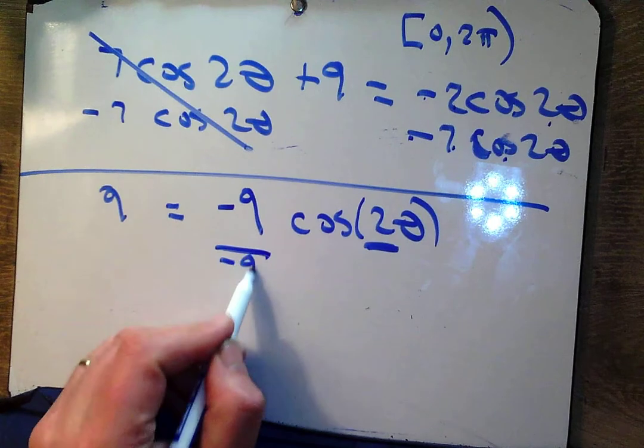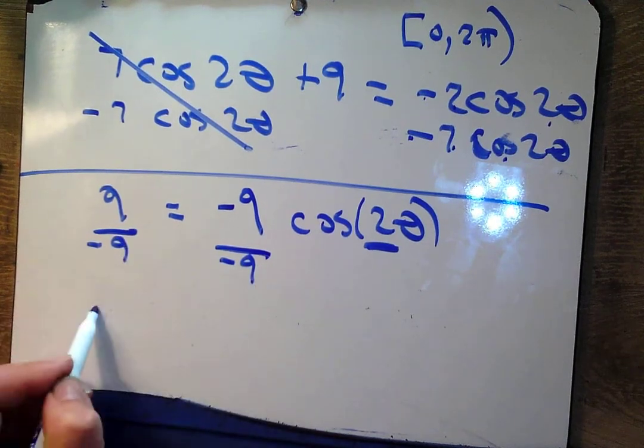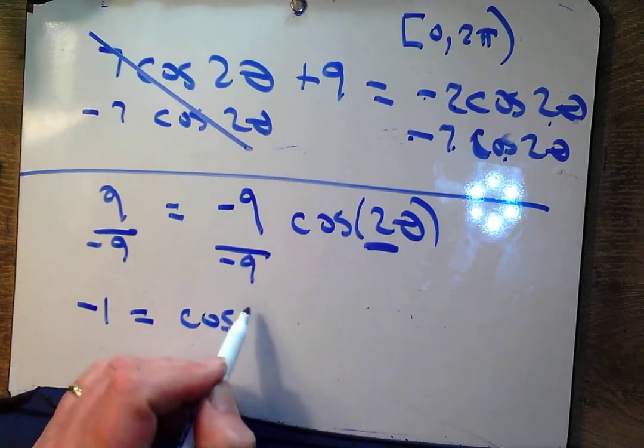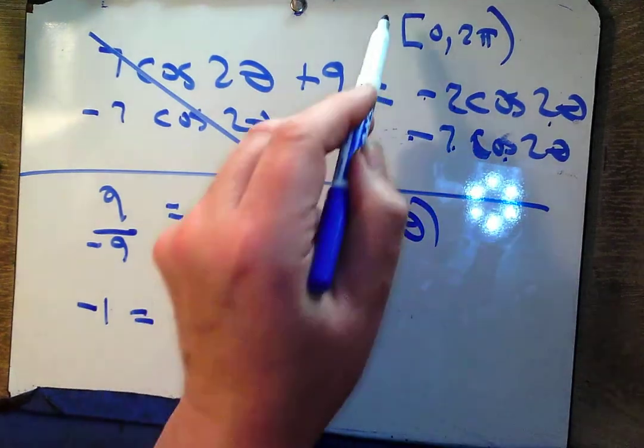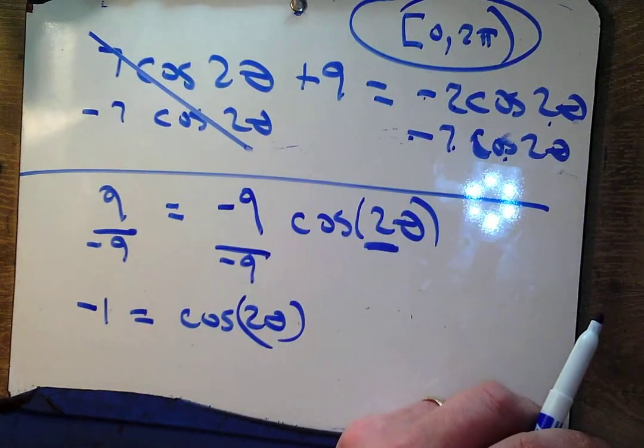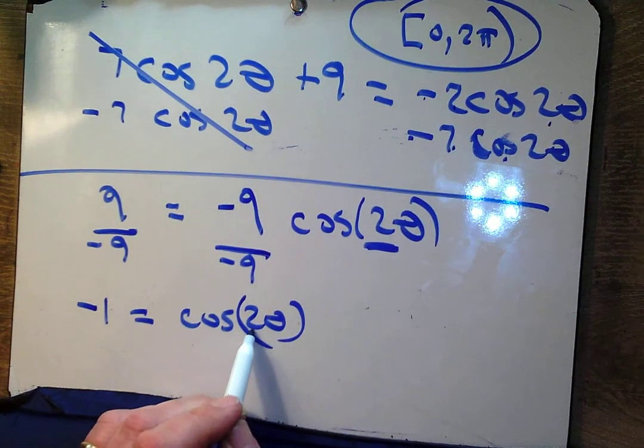And now I'm going to divide both sides by negative 9. I'll get negative 1 equals cosine 2 theta. I know I'm looking for solutions on 0 to 2 pi. Because I see this, I know I'm going to go around twice.